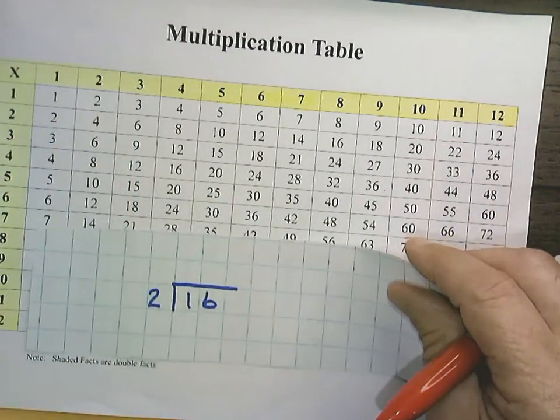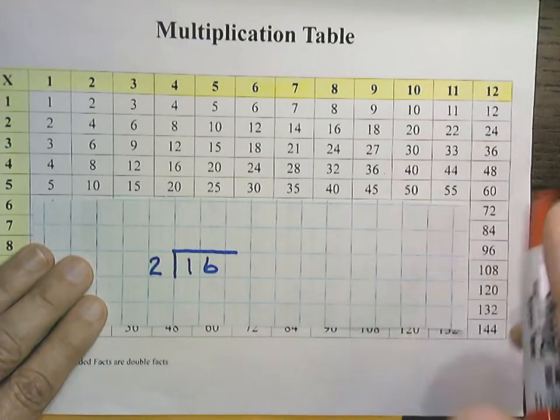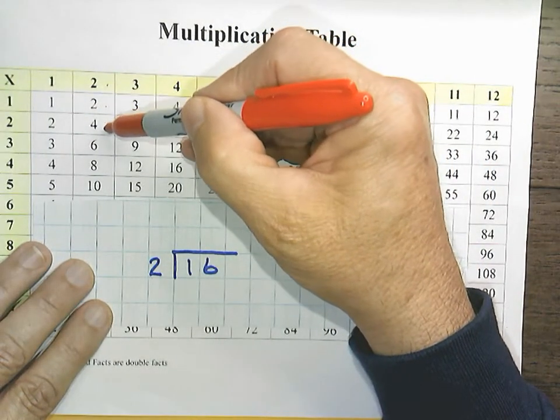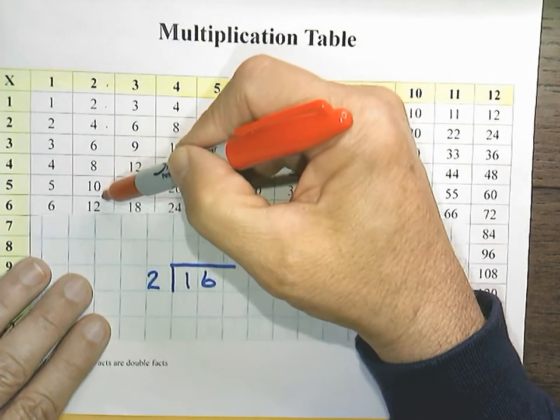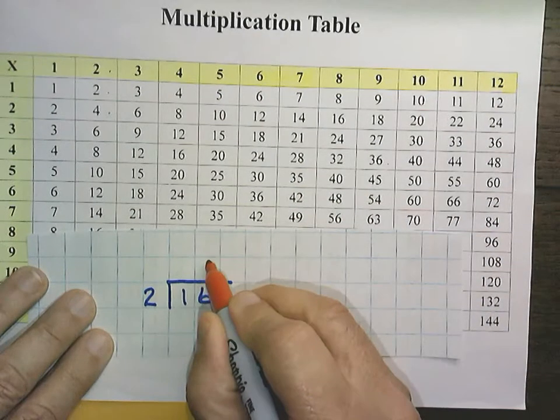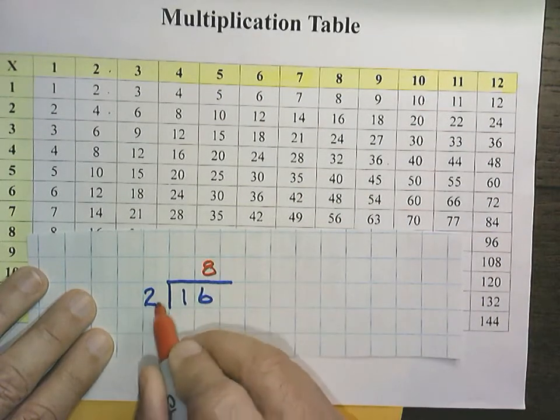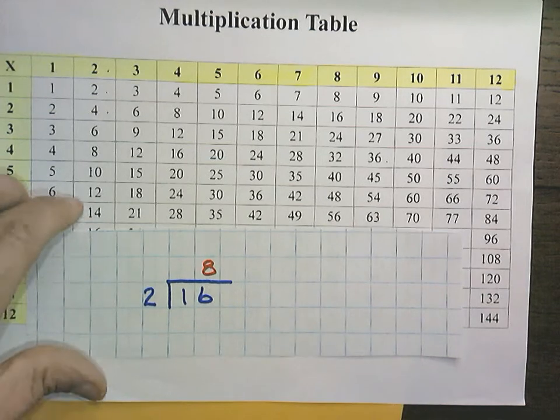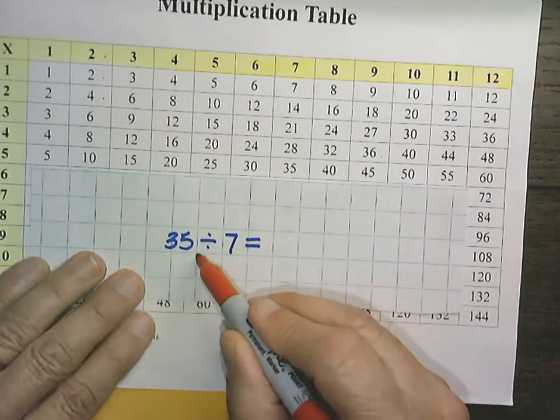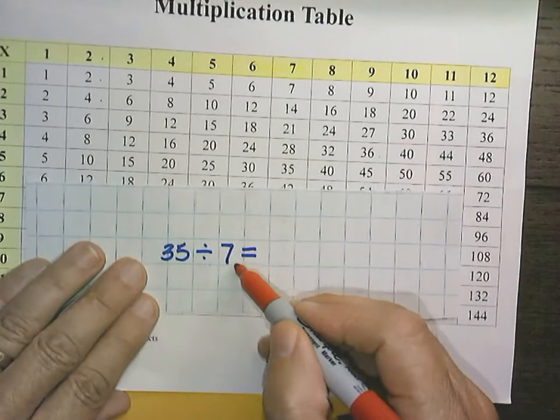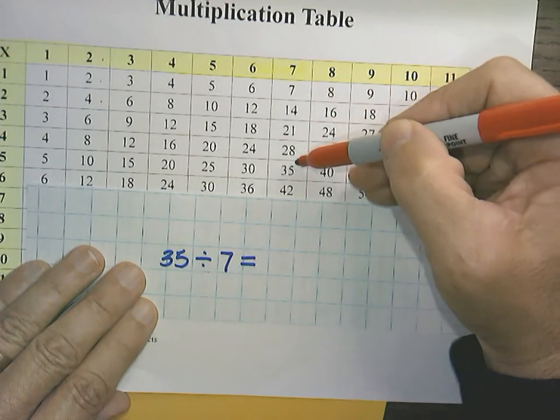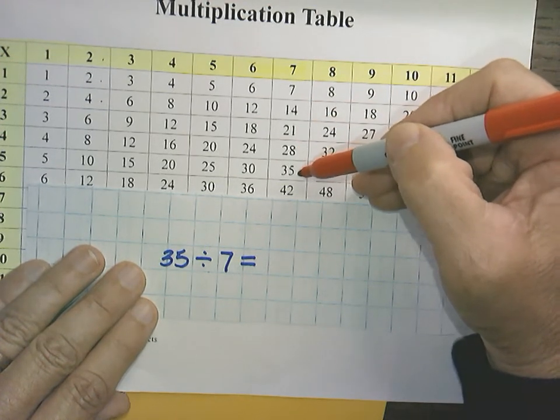A couple more and we'll be done. 16 divided by 2. Here's our 2. 1, 2, 3, 4, 5, 6, 7, 8. So 16 divided by 2 is equal to 8. One or two more, I promise, I promise. 35 divided by 7. Go to your 7. 1, 2, 3, 4, and there's 35 right there. So that was 5, right?